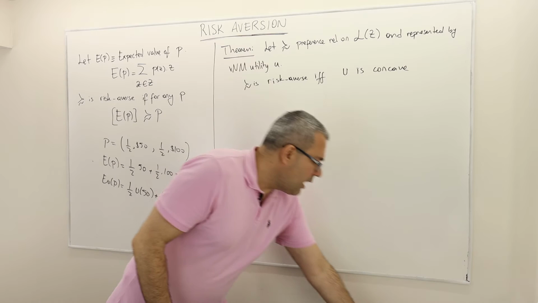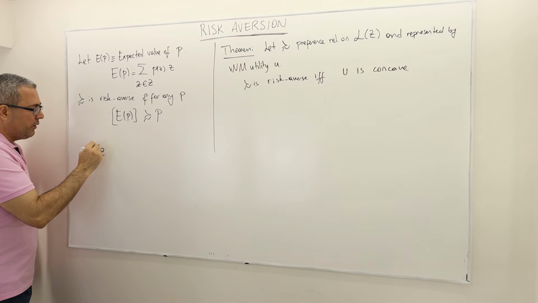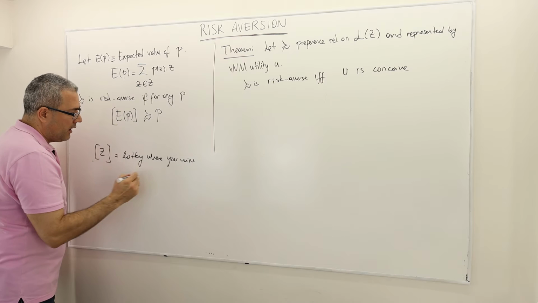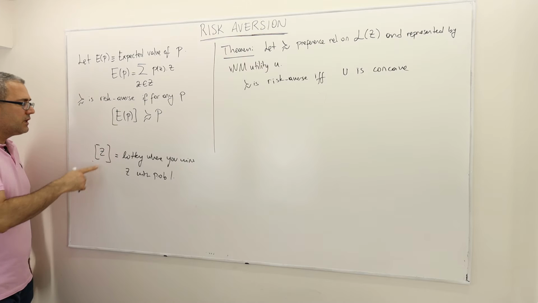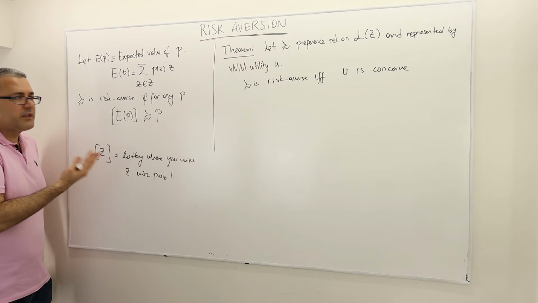The second piece of notation, I already introduced it, but I just want to remark that when I have a number Z, we denote it as Z in a bracket, which basically says a lottery where you get Z dollars with probability 1. Sometimes we call this a degenerate lottery. Some people call it a sure thing lottery. So for sure you're going to win Z dollars.